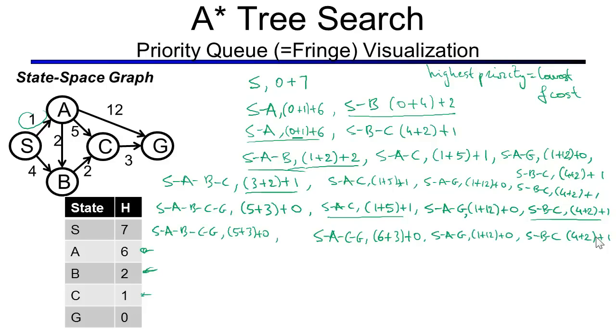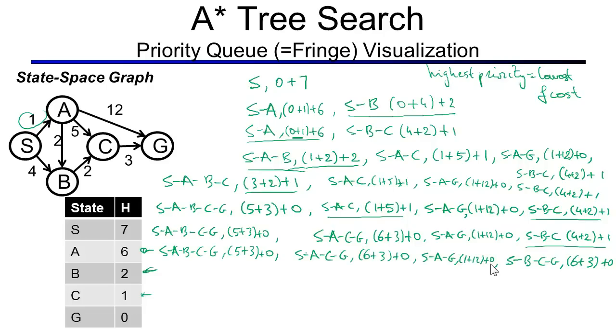Now the one with the lowest F cost is SBC with an F cost of 7. C has one successor, G. We end up putting one new node, SBCG. The G cost consists of 6 from the parent plus 3 from the transition CG, and the heuristic value of G is 0, and we copy the other 3 over.